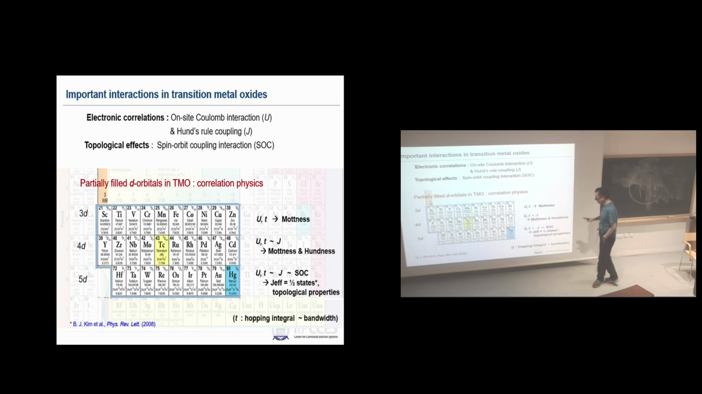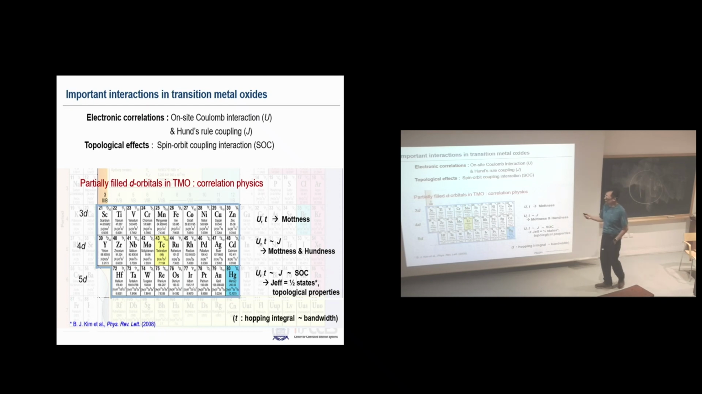But the largeness of the spin-orbit coupling will play a very important role in understanding the topological effect of oxide. But unfortunately, so far, compared to the 2D materials, the number of topological effects that are observed in oxide is fairly small. But that's one of the reasons we have to keep looking for the effect.